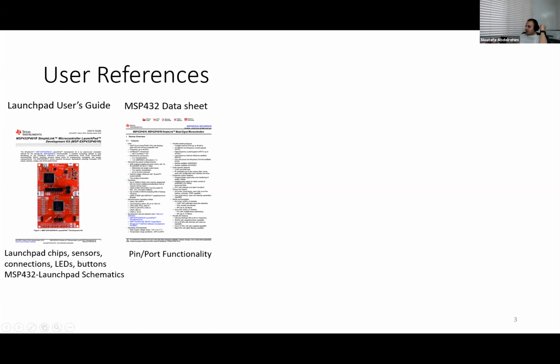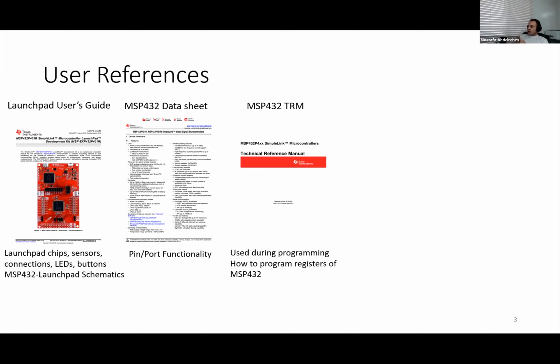The second important reference that we're going to need is the data sheet of the microcontroller itself. In the data sheet, as the name suggests here, it's pin and board functionality. Any feature or function that your microcontroller can do for you is related to some pins on the microcontroller. So to know which pin to use for some particular functionality, we look at the data sheet of the microcontroller.